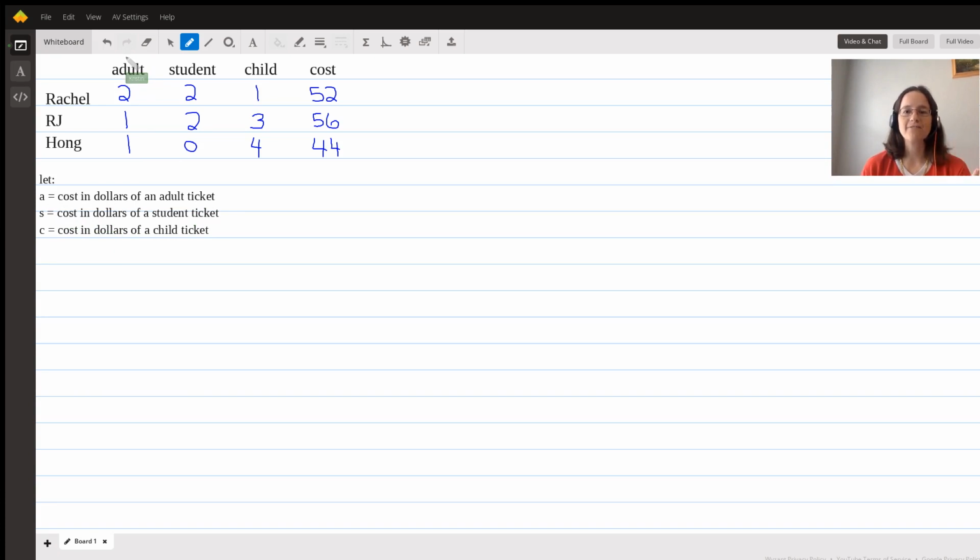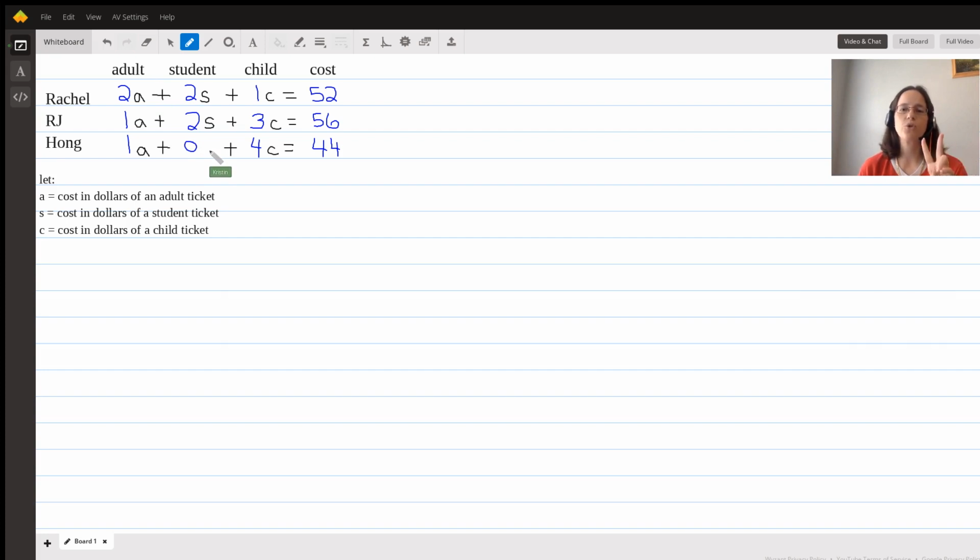And so then I just add that information in my table, because if Rachel bought 2 adult tickets, then 2A is the amount of money that she spent on those adult tickets. And then we add in her 2 student tickets, her 1 child ticket, it equals 52. Do the same thing for RJ and for Hong. Notice for Hong, it doesn't matter whether or not we write an S here.